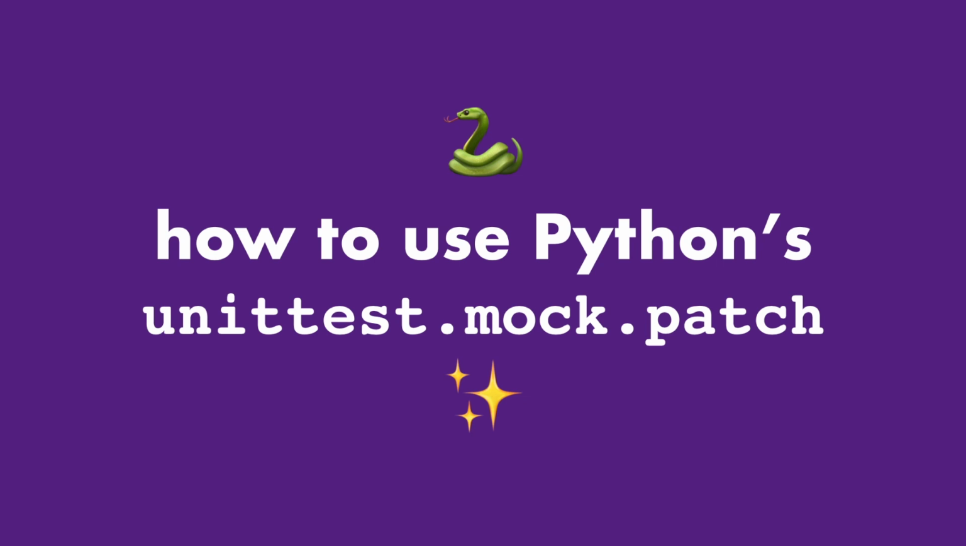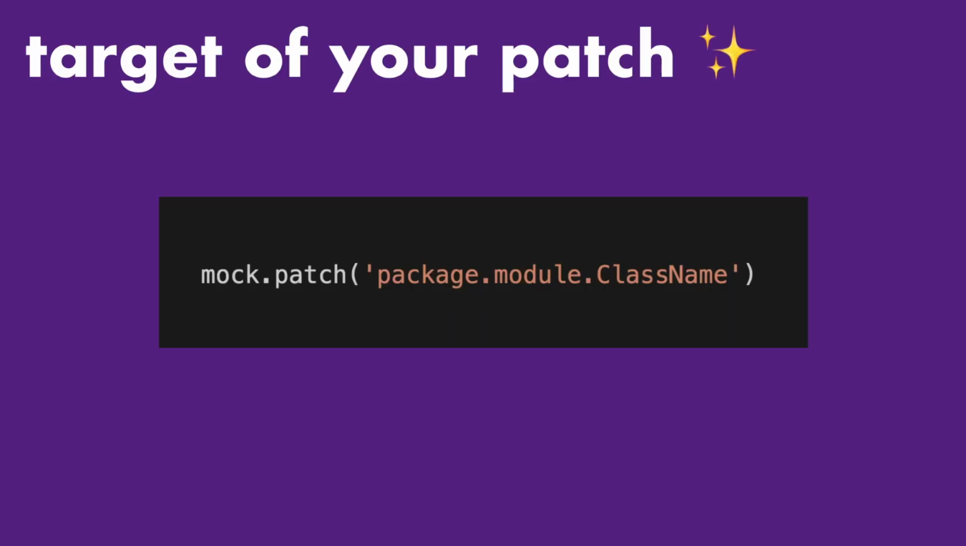So unittest's mock patch requires just one positional argument, which is the target of the patch. The format of this is package, module, class, or function name. And it's really important to remember that you need to mock not where the object is defined, but where it is used. And those might not be the same place. And we'll see an example of this later.